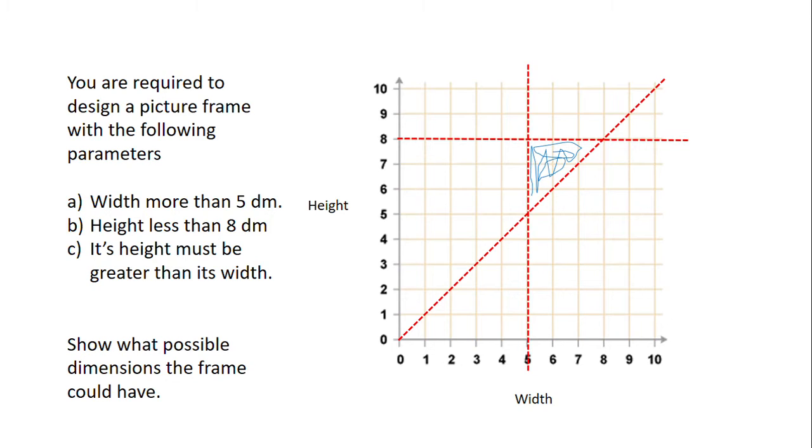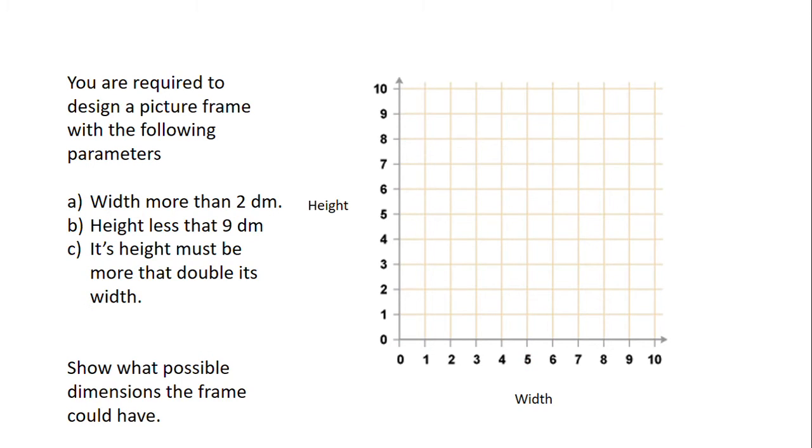So for example, here the width is 6, so it's more than 5. The height is 7, so it's less than 8, and its height is greater than its width over here. So this point here meets all 3 parameters, and we can shade that region there because it meets all of those parameters. Let's look at another example.